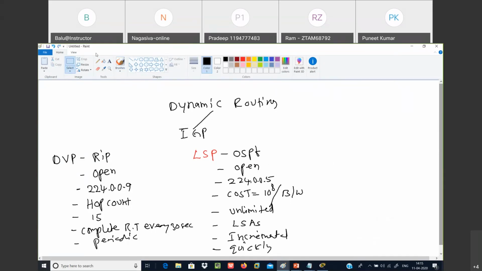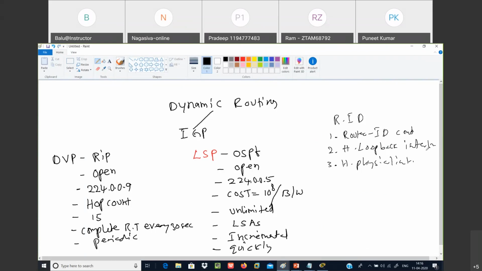OSPF router ID. First preference is the router-id command configured manually. Second preference is the highest loopback address, or highest loopback interface address. Third preference, what is it? The highest physical interface IP. That is the router ID.